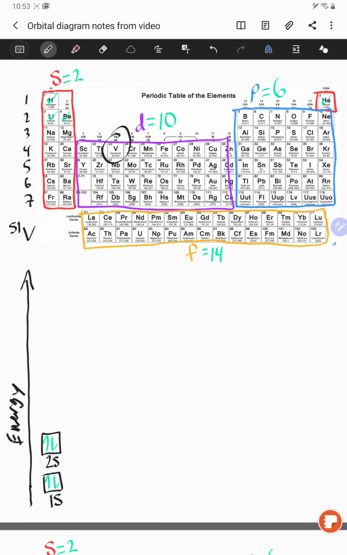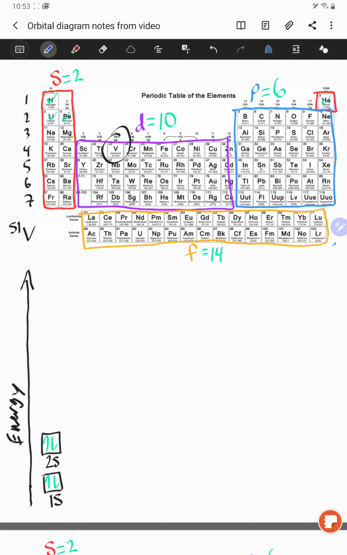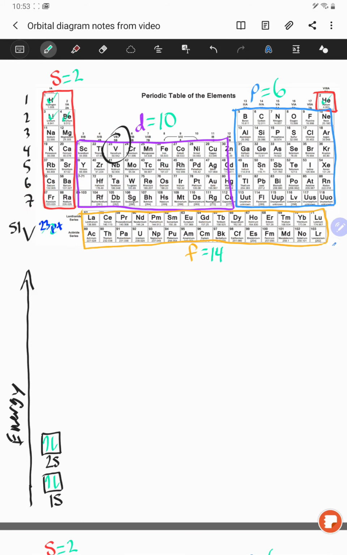But vanadium, again, I said it has an atomic number of 23, which means it has 23 protons. We can calculate the neutron number later. It's not going to be important for the orbital diagram. But if there are 23 protons and it is uncharged, that tells us that there are 23 electrons.